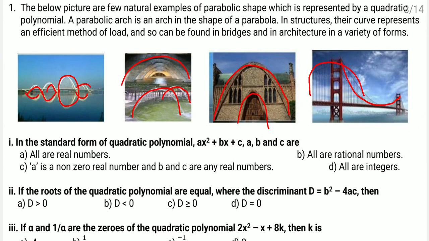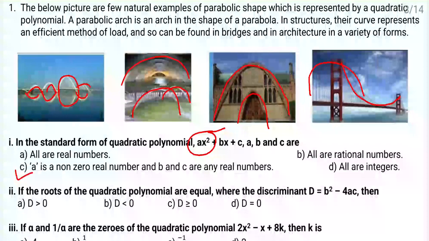Look at the first question. In the standard form of a quadratic polynomial, ax square plus bx plus c, a, b and c are. So whenever a quadratic polynomial is there, always remember a, b, c are the coefficients and they are real numbers. One more thing, a should not be equal to 0. If it becomes 0, this term will become 0 and it will no more be a quadratic equation. It means that option C is the correct one.